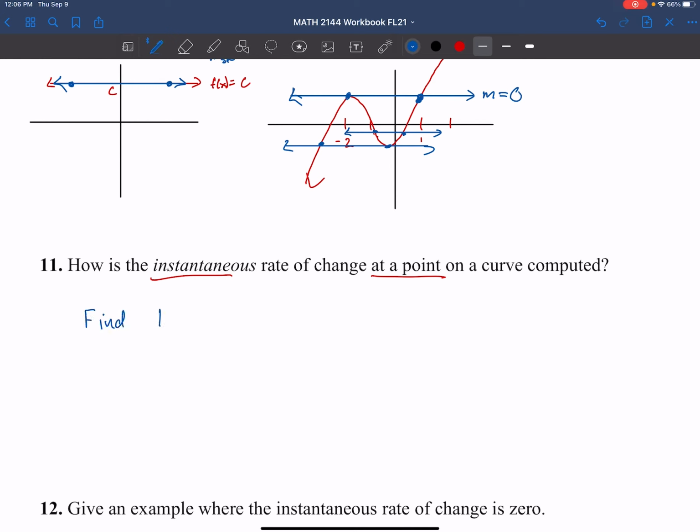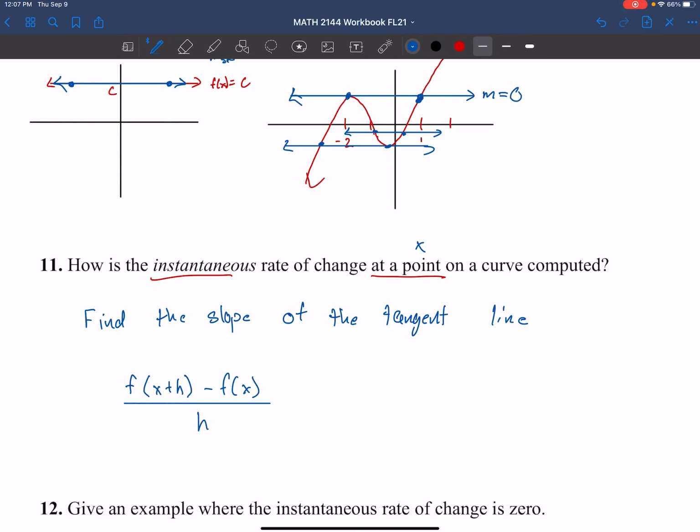Tangent. So we need to find the slope of the tangent line. If you remember, what we did last time was we basically took f, and let's call that point x. We did f of x plus h minus f of x divided by h. Does anyone remember what h was? It was simply a distance, some distance past x, the point we're looking at.